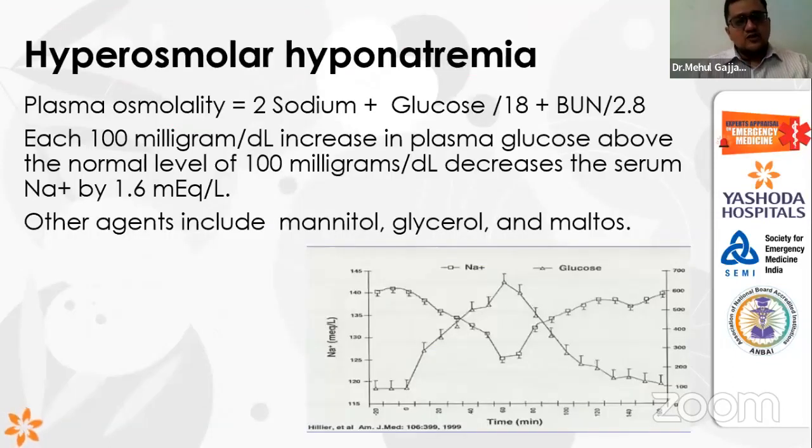In case of hyperosmolar hyponatremia, always remember the formula of plasma osmolarity, that is 2 into sodium plus glucose by 18 plus blood urea by 2.8. Whenever glucose increases, the sodium decreases. This is established in a paper which clearly shows an inverse correlation between sodium level and glucose level. With each 100 milligram rise in the glucose level above 100 milligram, there is a decrease in the serum sodium level by 1.6. Other agents which cause hyperosmolarity and hyponatremia are mannitol, glycerol, and maltose.